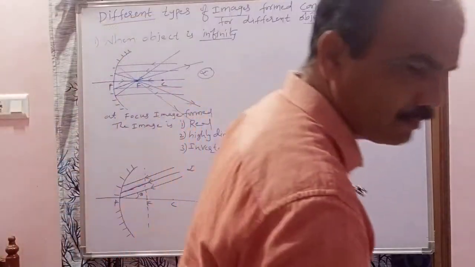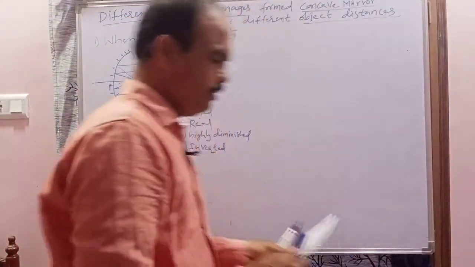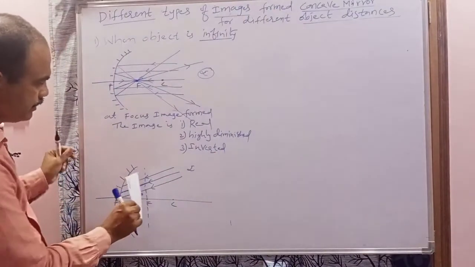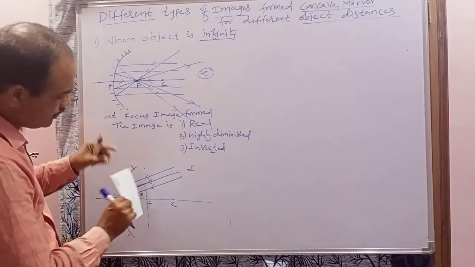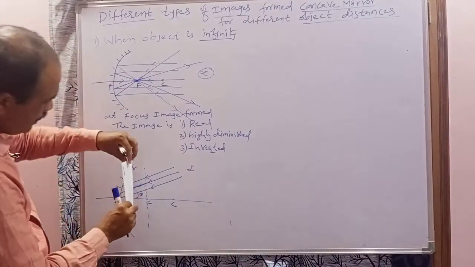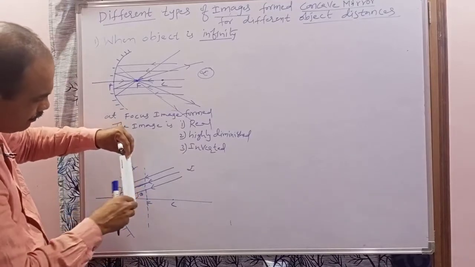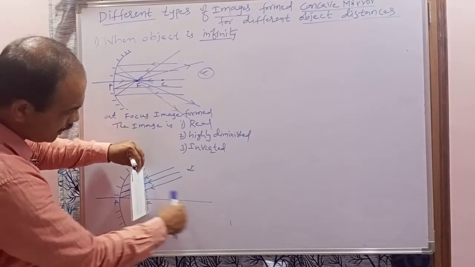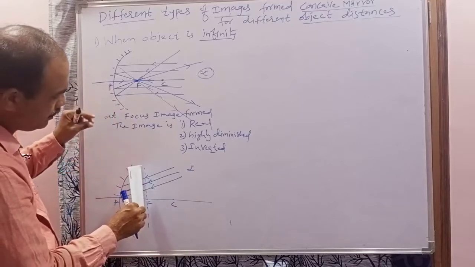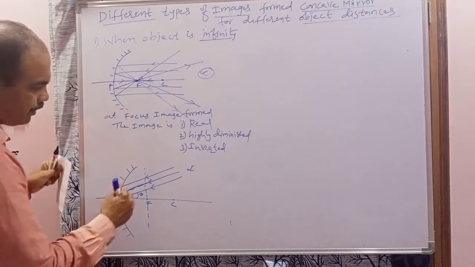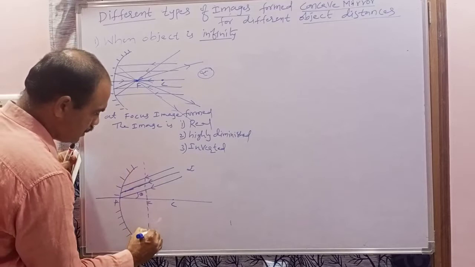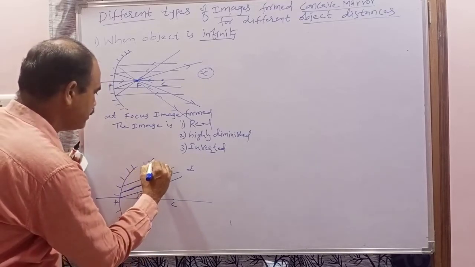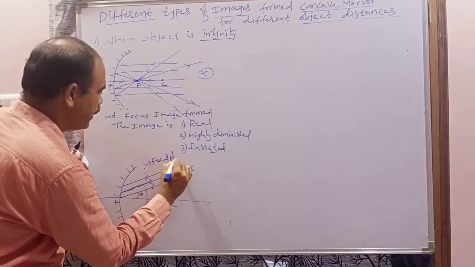For example, if we kept a paper here like this, this is passing through the focus and it is a vertical plane. The vertical plane passing through focus and perpendicular to principal axis. So this type of plane is called focal plane. This is a representation of focal plane.